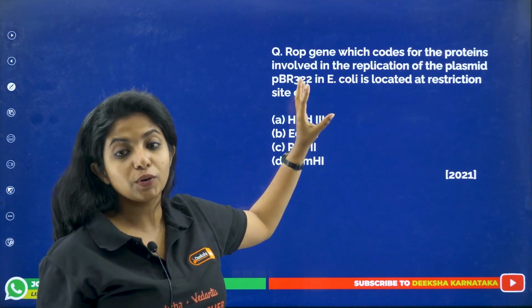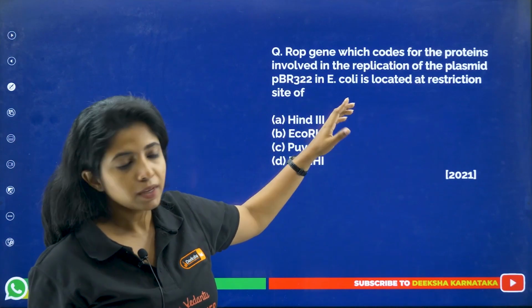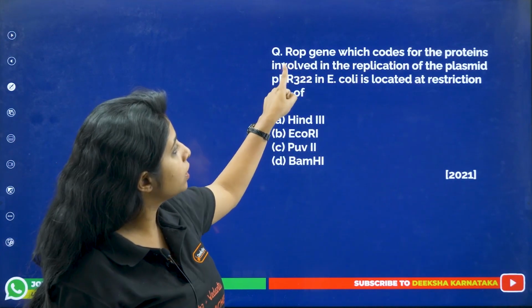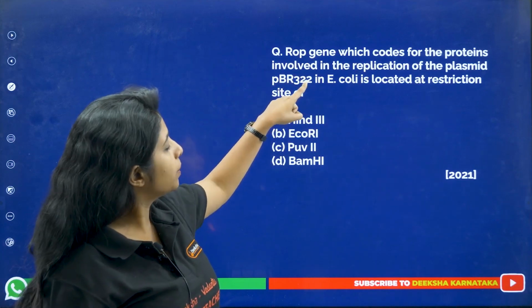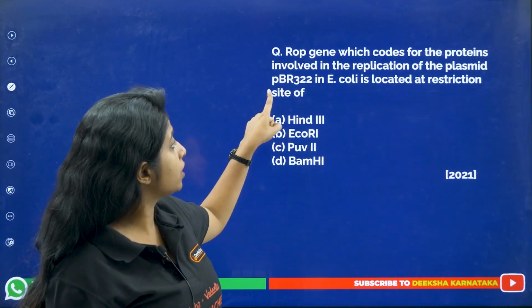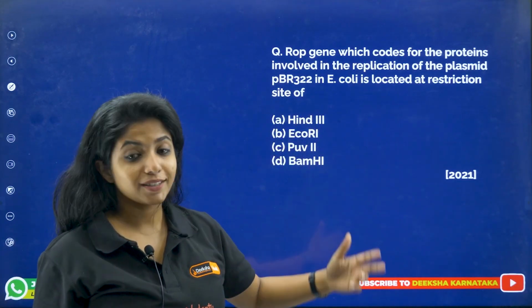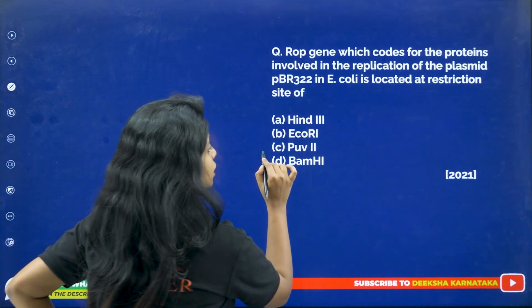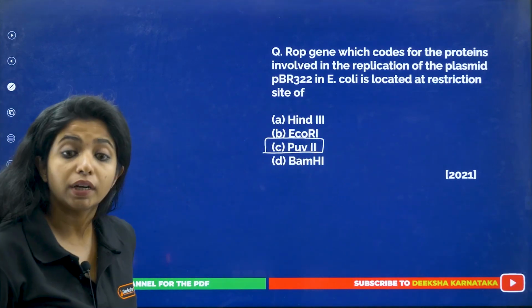Just for you to understand that these types of questions are also framed. So the ROP gene, which codes for the proteins involved in replication of the plasmid pBR322 in E. coli, is located at the restriction site of what? I told you this type of question comes, so you know it is a PVU2 2021 question.